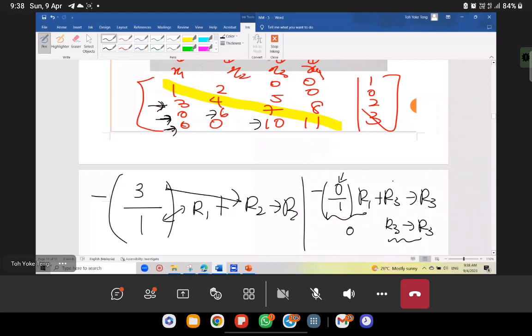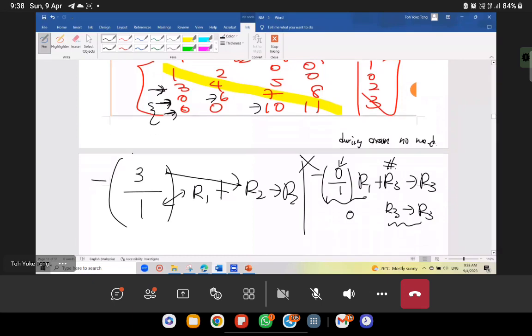So that is why no need to do the operation for these two rows, since the coefficient here is 0 already. Okay, this one I just share with you. During the exam, no need to write it. Don't waste your time.